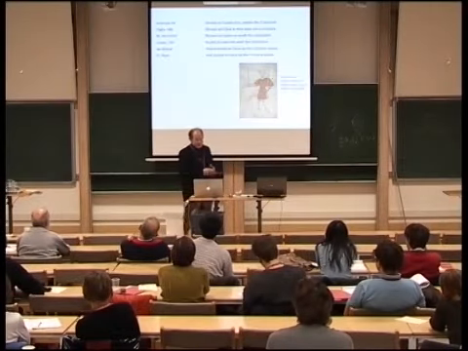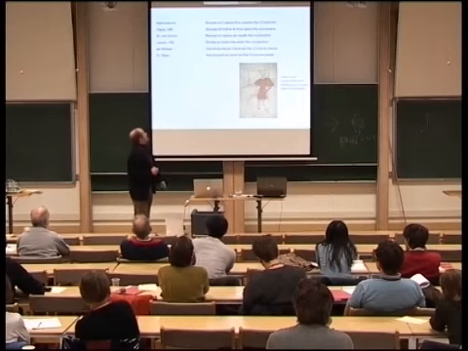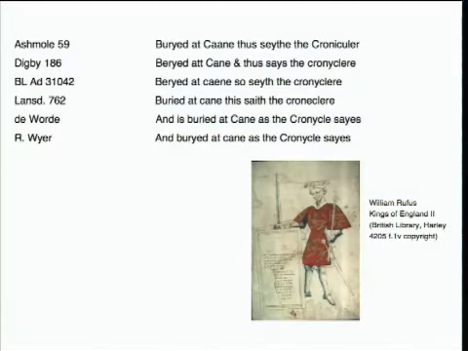Our tree, this just gives you an idea of the kind of change. So this relates to William the Conqueror, William I in 1066. One version says, "buried at Caen, thus saith the chronicler." Another one, "buried at Caen, and thus saith the chronicler." Those are the kinds of change that you're looking at.